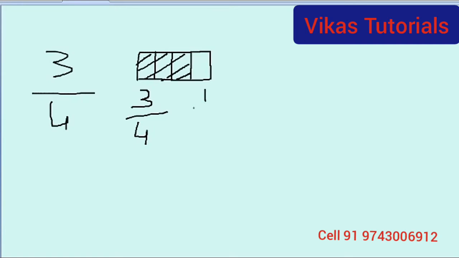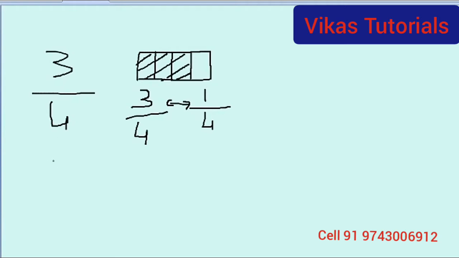So how much is remaining? 1 by 4 is remaining. If you combine this 3 by 4 and 1 by 4, this will be converted into 1. So you had one cake. That one cake is divided into two parts. One part is 3 by 4 which you have eaten, and the remaining part is 1 by 4.